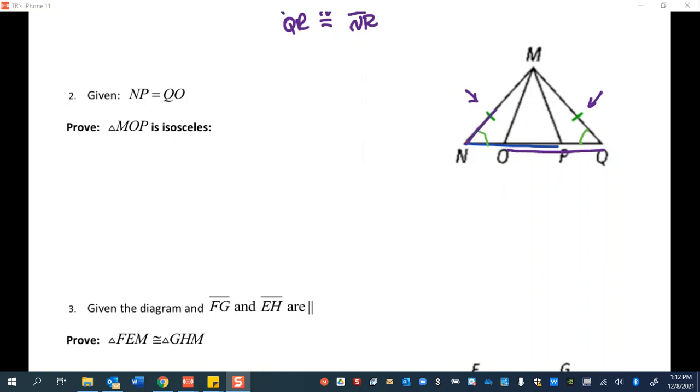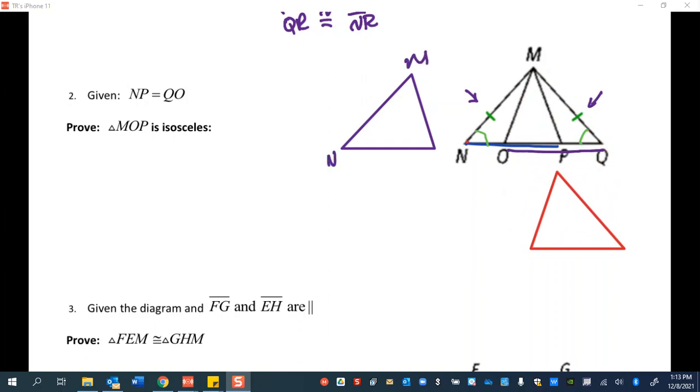Let's see if it's going to let me do it. Oops. Okay, so there's that triangle. And then if I want to talk about this triangle, then I can pull this one out. So think about these two triangles. This one was NMP, and this one was OMQ.